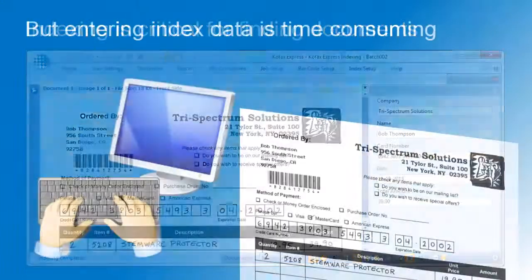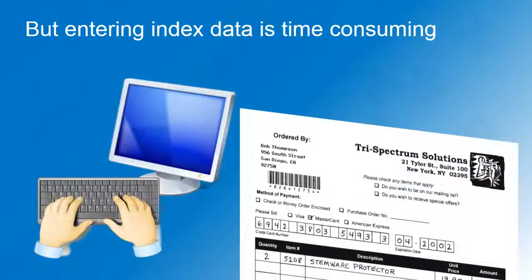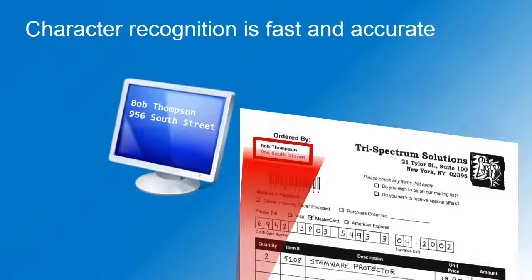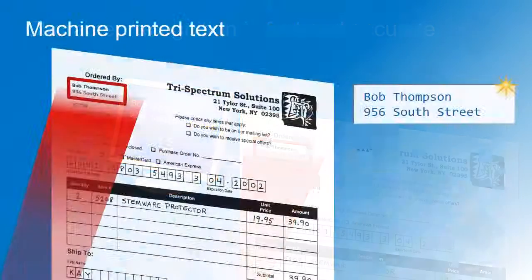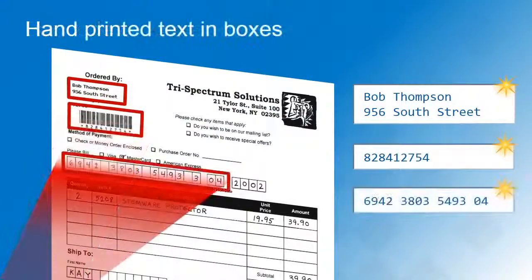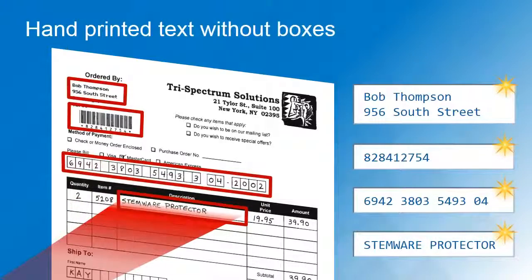But entering all this data manually is very time-consuming and error-prone. Thanks to zonal recognition, the computer can do the typing for you. The technology used in Kofax Express is also called OCR, which is short for Optical Character Recognition. It's fast and accurate. It can read machine-printed text, 13 types of barcodes, hand-printed text in many styles of boxes, and hand-printed text in a zone.